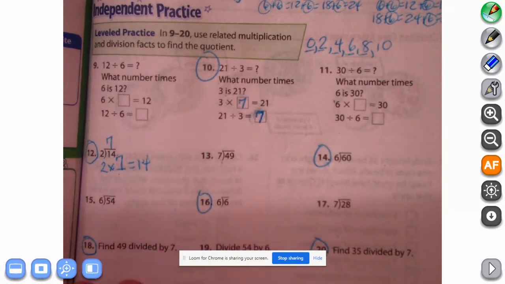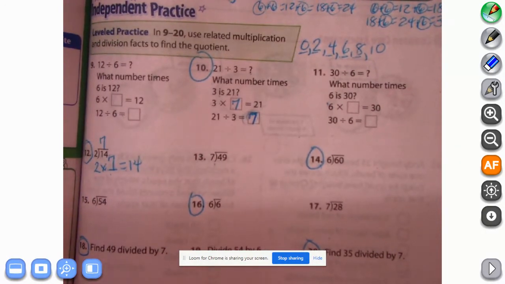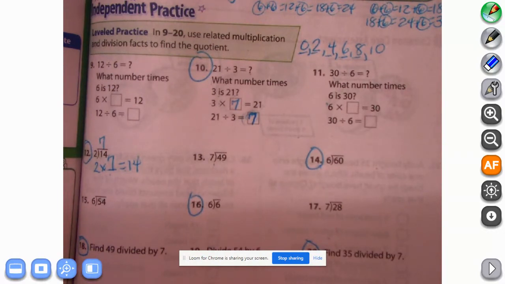All right. So go ahead and get that written down. 2 times 7 equals 14, or 14 divided by 2 equals 7. All right. That should be enough time.